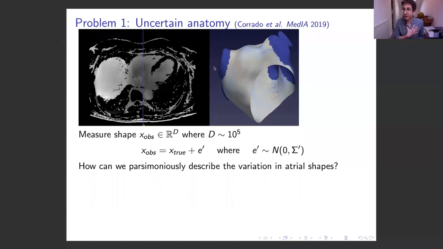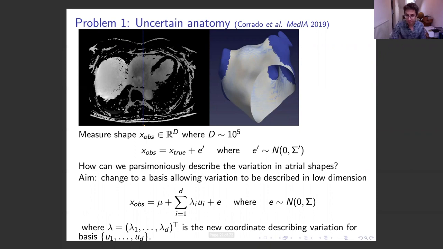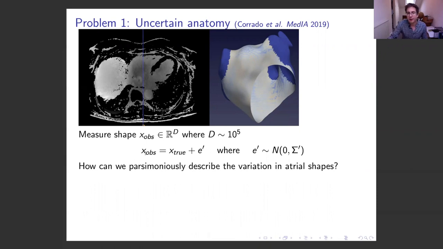So of course, when someone has a scan of their heart, it's moving all the time. So these things are not easy to record. The measurements are noisy. So what we get is a noisy set of observations of what the true atrial shape is. So we can think of the observations as being the truth plus a noise term. And we want to learn what the true shape is and characterize the uncertainty in that, so that when we do simulations, we can propagate our uncertainty about the true shape through into our predictions. So the question is, how can we parsimoniously or simply describe the variation in these atrial shapes?